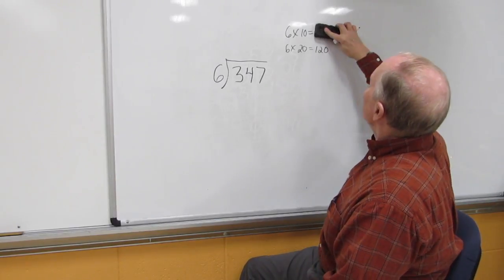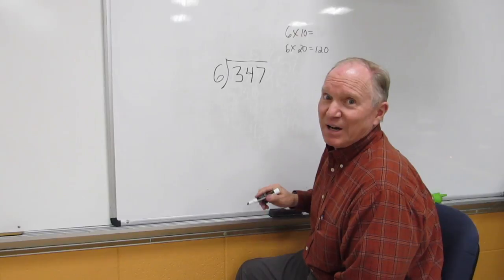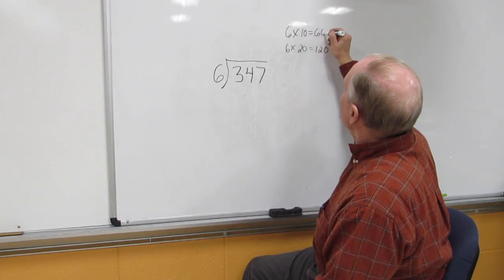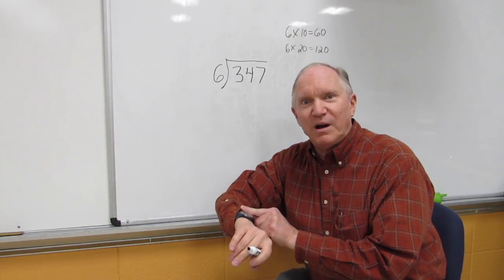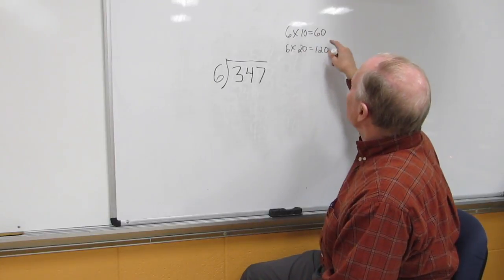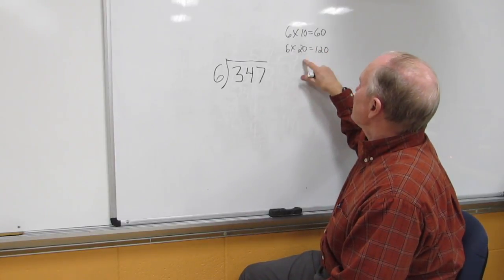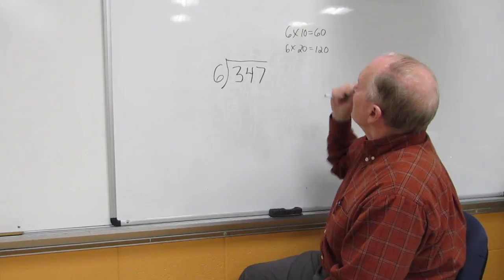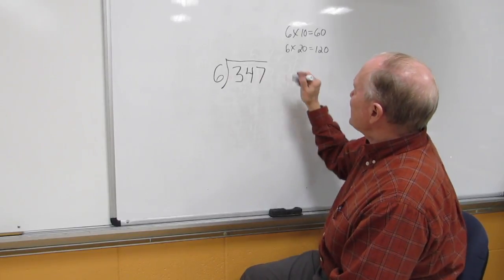Sorry, 6 times 10 isn't 100. Not even in Common Core. 6 times 10 is 60. You know, it's quarter to 5. Yeah. So 6 times 10 is 60. 6 times 20 is 120. We're still not getting there. How about 6 times 100?